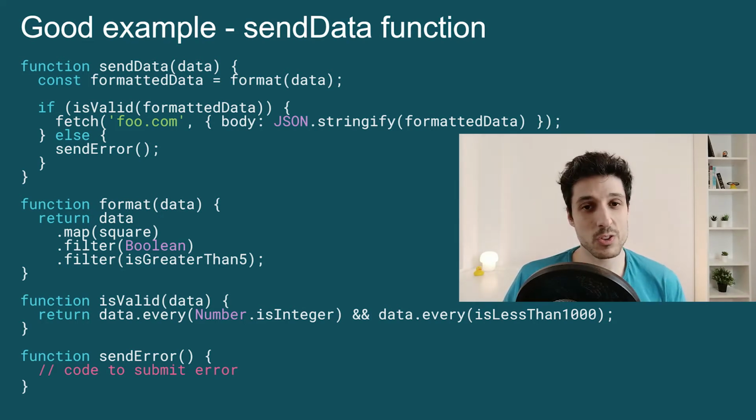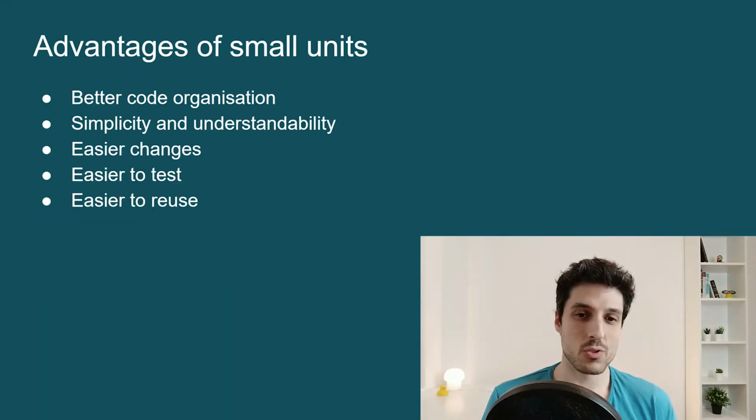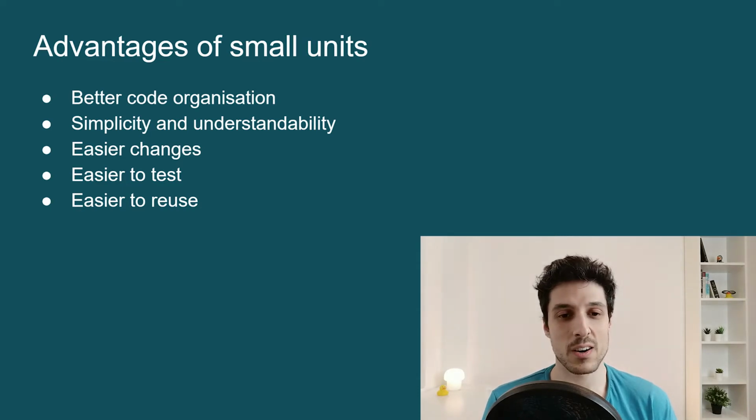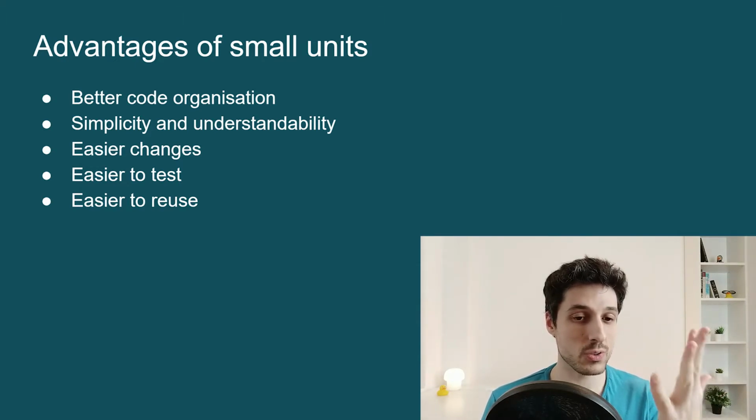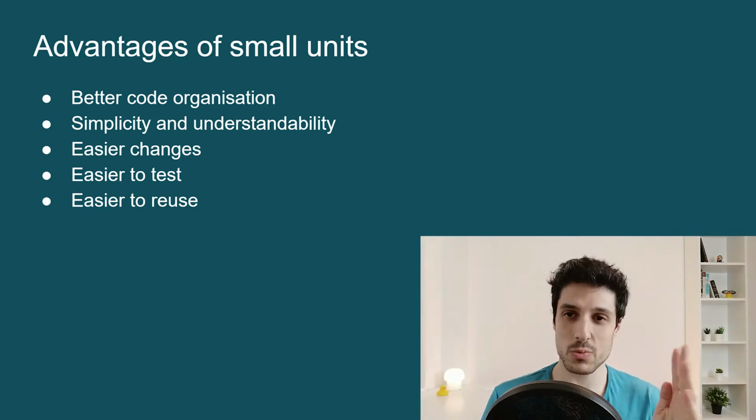Okay, so the reason why we do this is because these units are now smaller in this example, because the functions are smaller. Smaller units come with a lot of advantages, and here they are. So the advantages of small units are better code organization, simplicity and understandability, easier changes, easier to test, and easier to reuse. And we'll go over each one of these in detail.